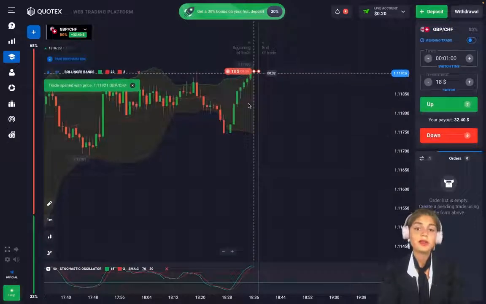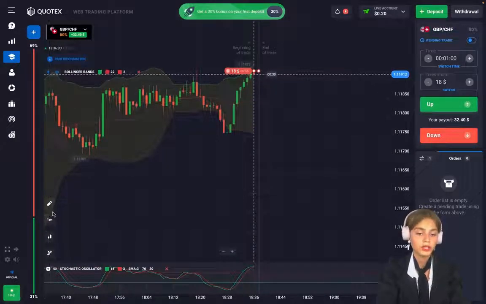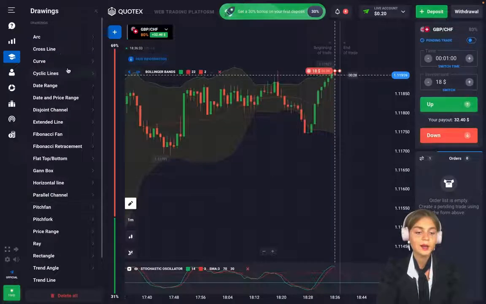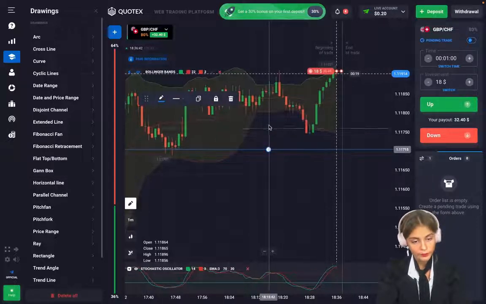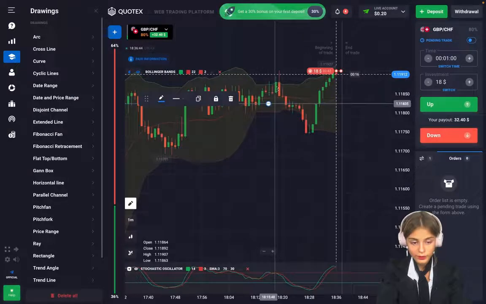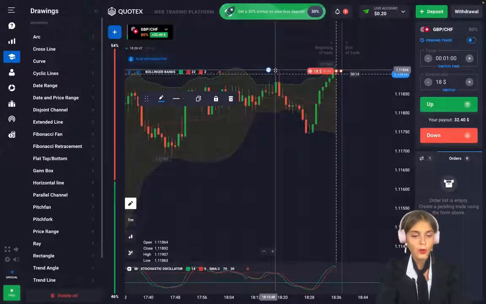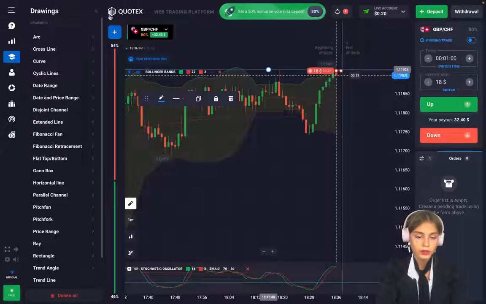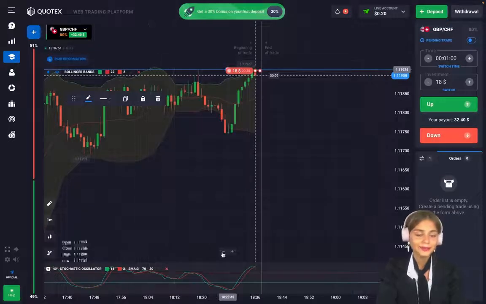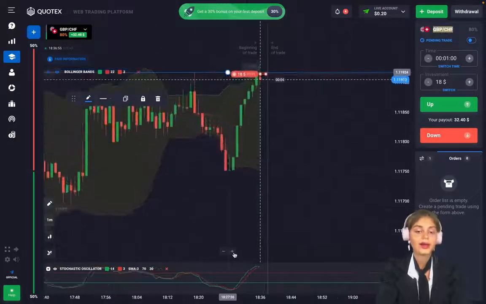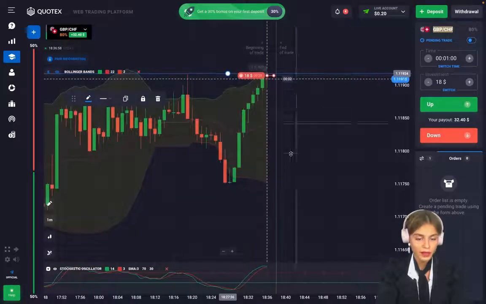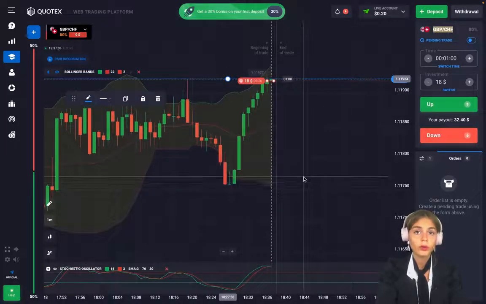Here we see some similar case if we manage to draw a resistance line with the help of a horizontal line. So we take the horizontal line and simply move it somewhere here, or yes, here, where we had the highest point of touch. It's a resistance line. So we bet on lower from here as the upper border is really close, and stochastic is also overbought.